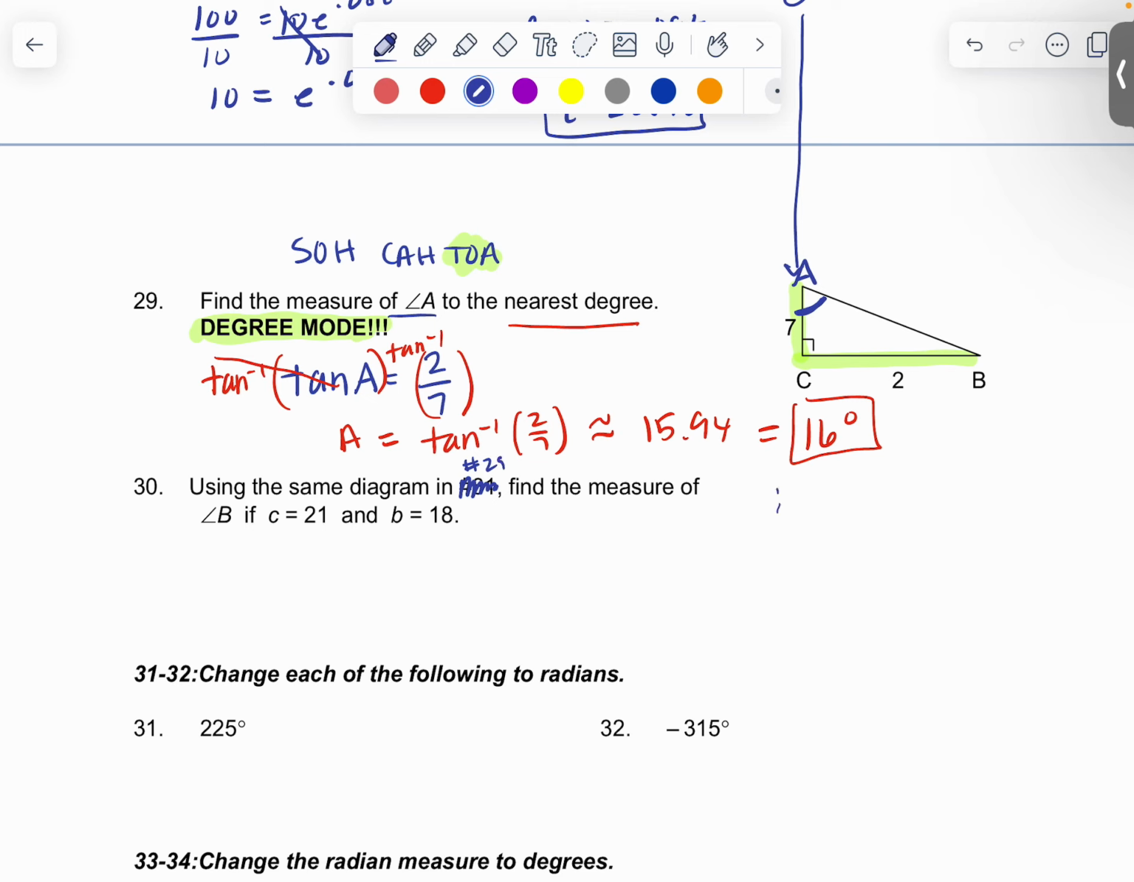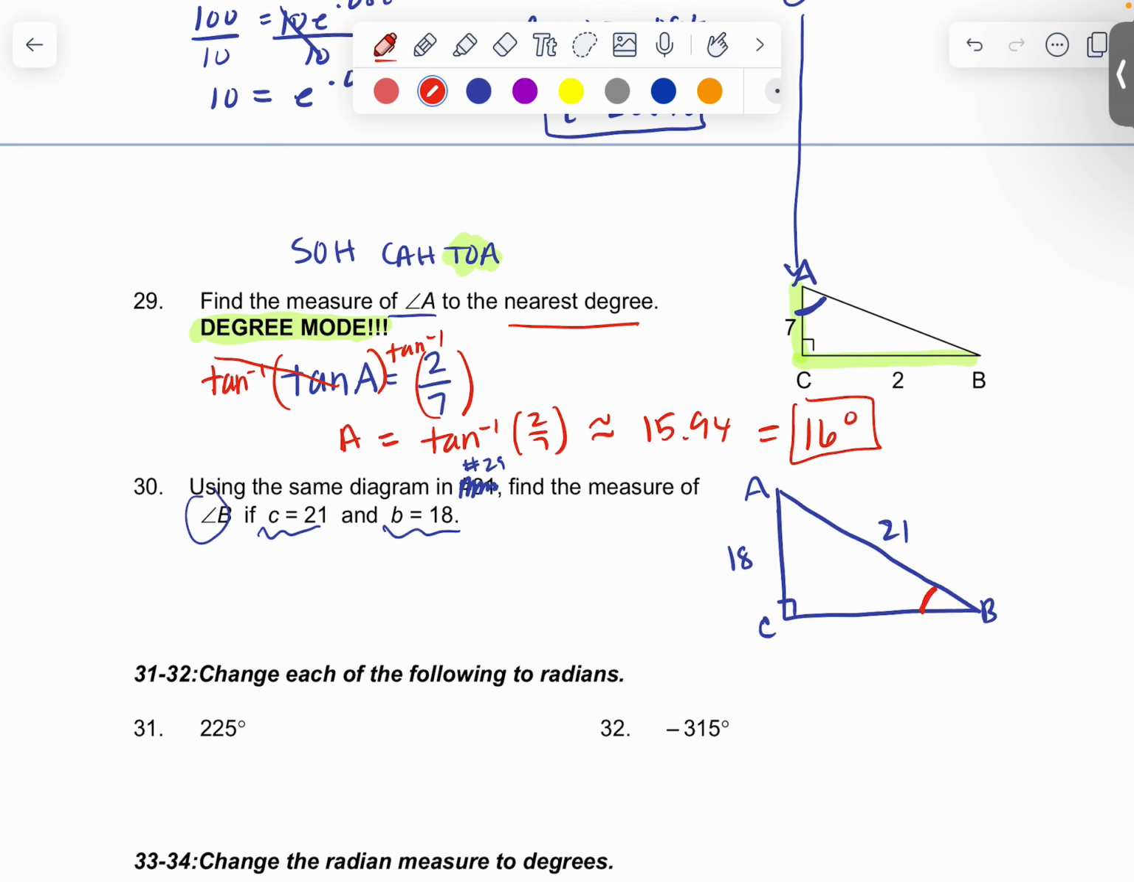Okay. So let's again redraw this triangle because we have different sides on it, so we might as well. This is still A, this is still, oh, that's C, not B. This is C, this is B. And it says that little c is 21, that's the side, and little b is 18, that's this side. And this time I'm looking for angle B. So I'm trying to find angle B.